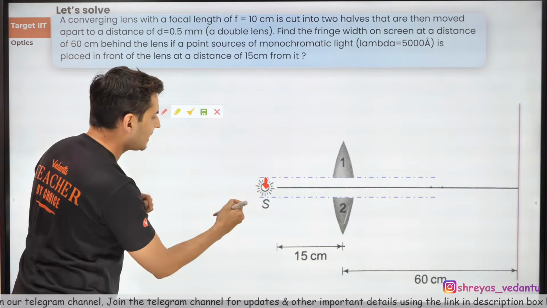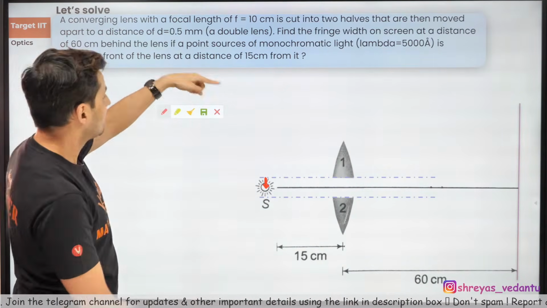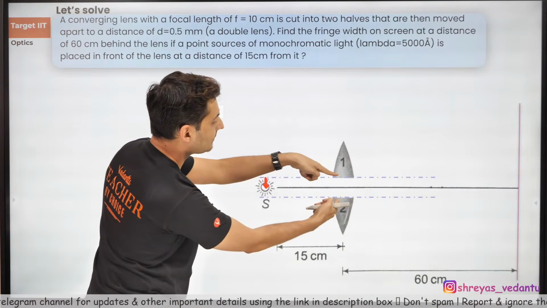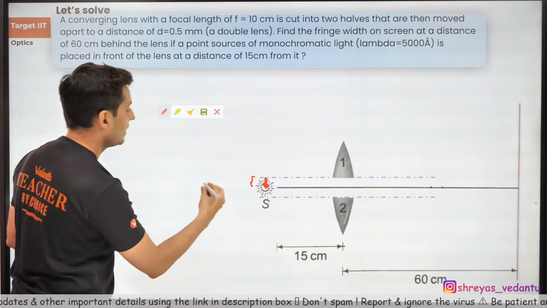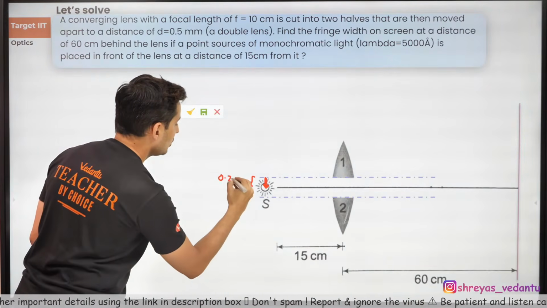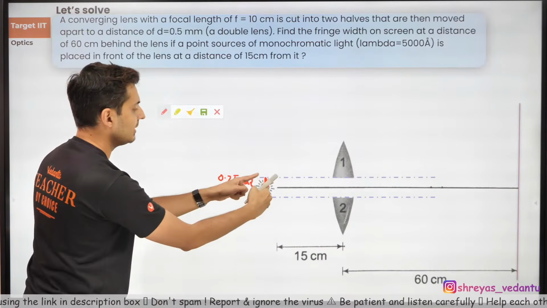What is the object height? If you're wondering what is this height, well, I think I know it. This is 0.5 millimeters. So this is basically half of that. So it is nothing but 0.25 millimeters. Okay, so this is 0.25 millimeters.